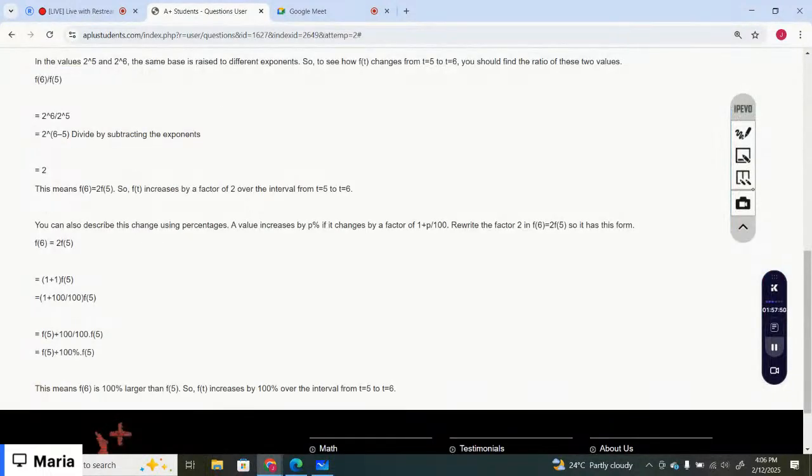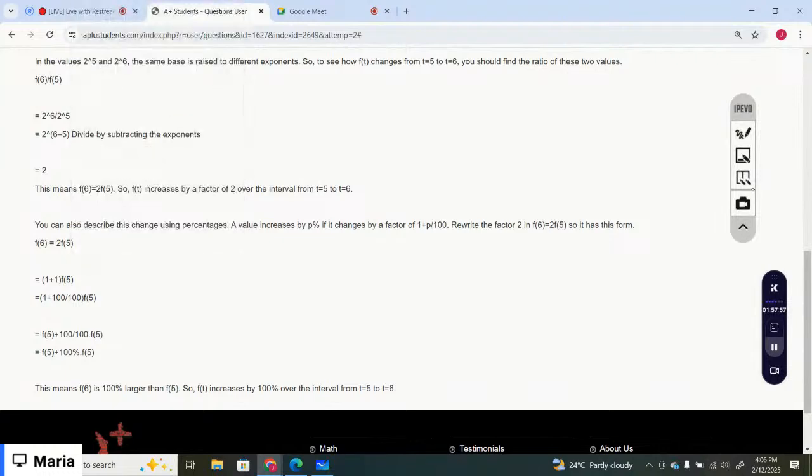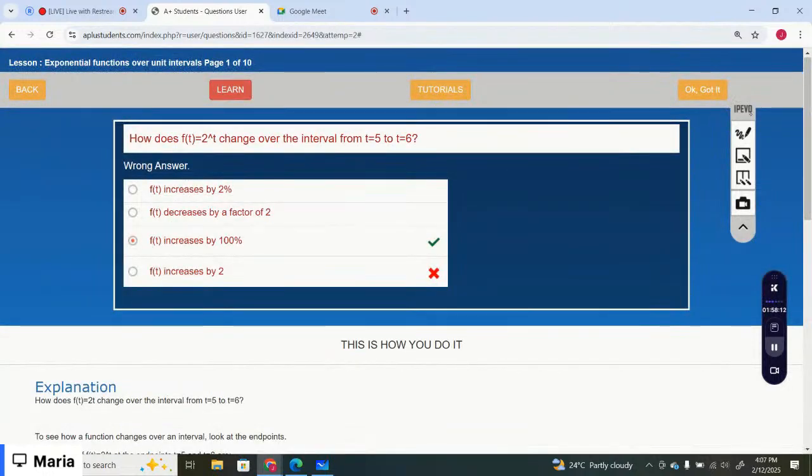Write the answer in percentage. f(6) equals 2 times f(5). 2 you can write as 1 plus 100 over 100. So that means it is increasing by 100%. The correct option is f(t) increased by 100%, not by 2. That is increased by 100%.